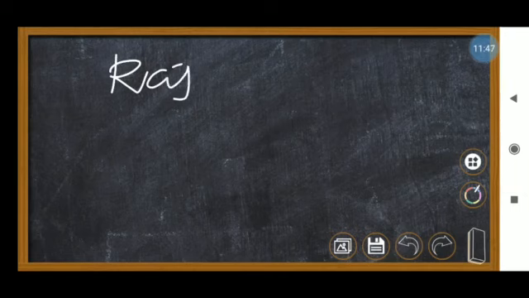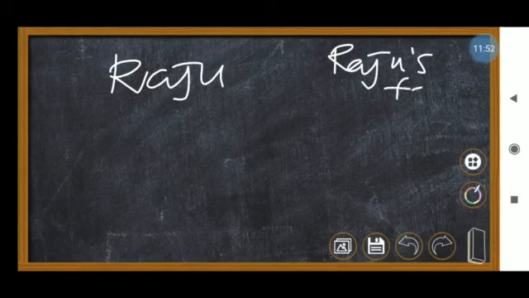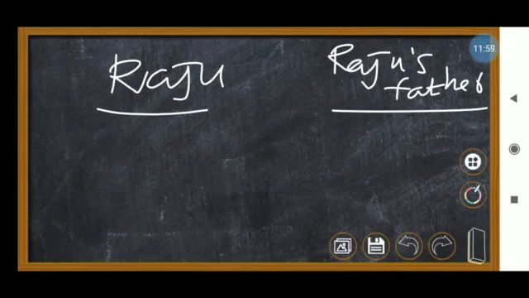Separately Raju and Raju's father. Okay, so Raju and Raju's father. First we have to know Raju's age, which I don't know, so I'll simply keep X. Sir, can we keep only X? No, we can keep any variable.